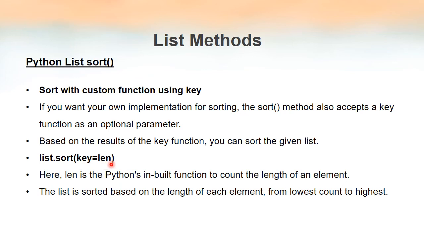If we are using another function, we can write our own function and mention that function name here, key equal to that function name. Then based on that function, the list will get sorted. So if you are mentioning the key parameter, the list will be sorted based on the results of the key function. That is the usage of this parameter.